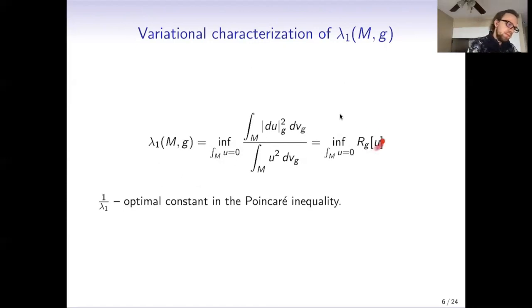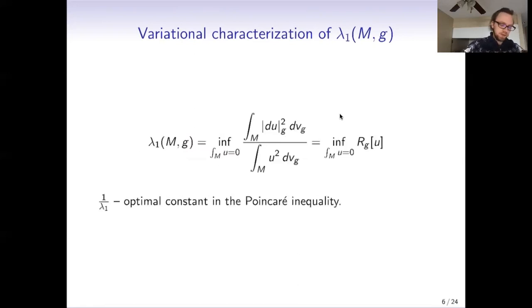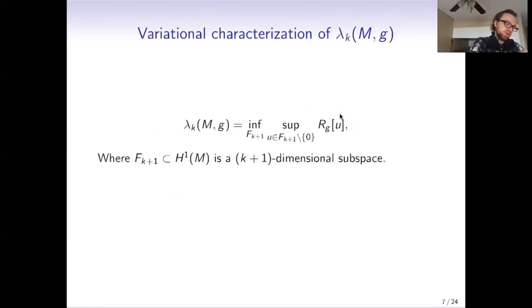And the last comment is that this ratio is called the Rayleigh quotient. And there's a similar characterization for higher eigenvalues, which is analogous to that for usual matrices, right? You can consider the same sort of Rayleigh quotient as here, but now you do the following inf sup construction. So you look at all k+1 dimensional subspaces in H1, for example, and you take a sup over all functions in that subspace, right? And the idea is that at the bottom, you need to take the lowest k+1 eigenfunctions to achieve this inf, and then inside the space spanned by those eigenfunctions, you need to take the highest possible eigenfunction, right?